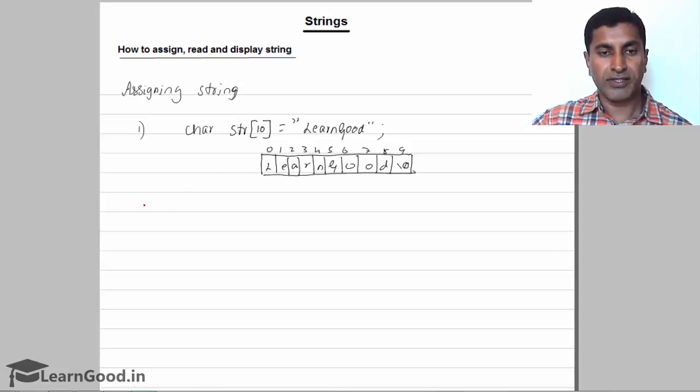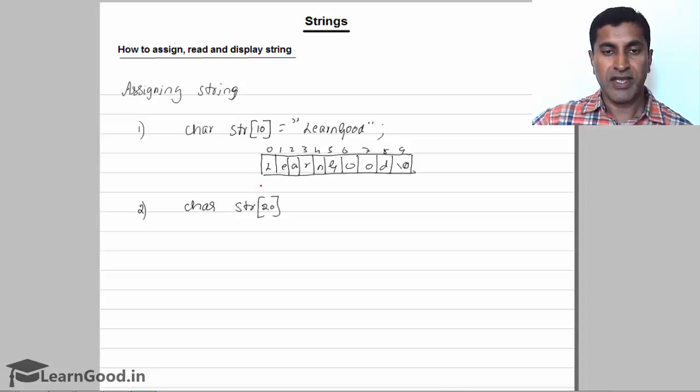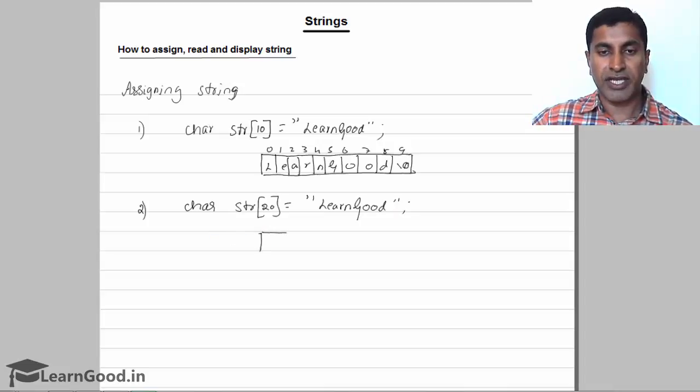If you want, you can also do it like this. You can declare a character array of 20 locations. In the previous case I have taken exactly 10 locations. There are 9 characters, which means I wanted a 10-location character array, and I have created that. Whereas here I'll go for char str of 20 is equal to "learn good". So in this case it will create an array of 20 locations.